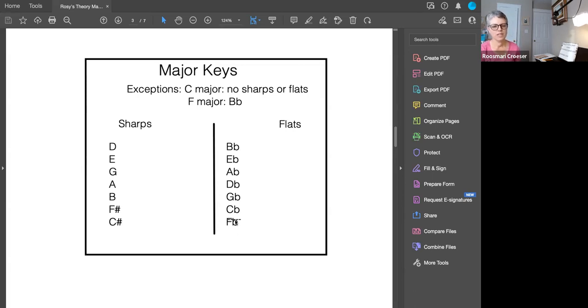So, to summarize, if I have C major, no sharps or flats. If I have F major, it has a B flat. Let's test that. How about E major? E, does that have a sharp in the name? No, just E. Okay, it's going to have sharps. How about A flat major? Well, A flat major has a flat in its name, so it's going to have flats.